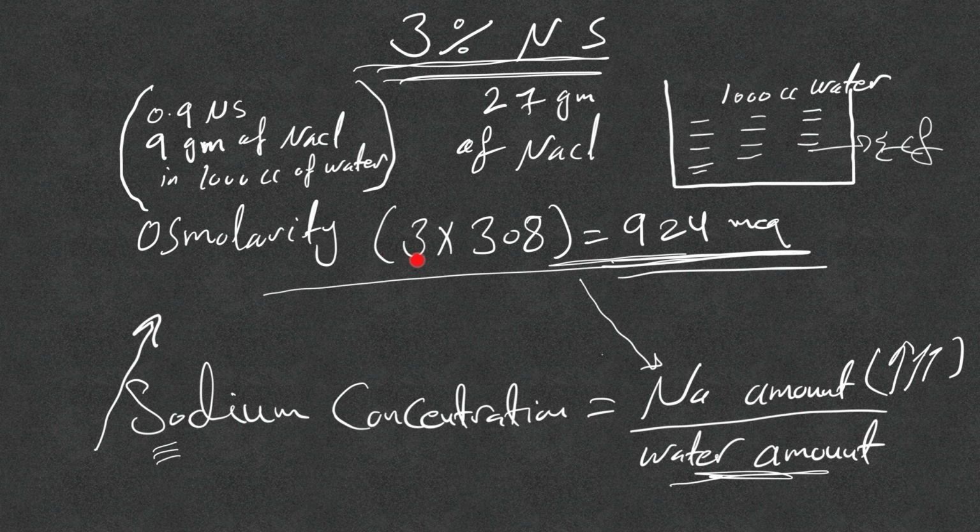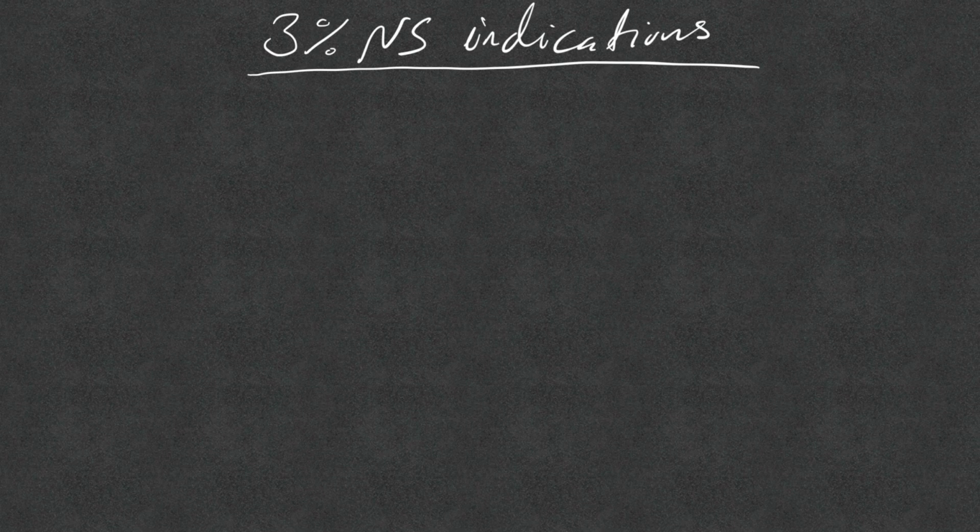But despite the severe hypertonicity of 3% normal saline, remember that we still can give it through a peripheral line. We'll come to that soon. Let's talk about the indication of 3% normal saline in hyponatremia. And I think it's best to start with the cases where 3% normal saline is not indicated.